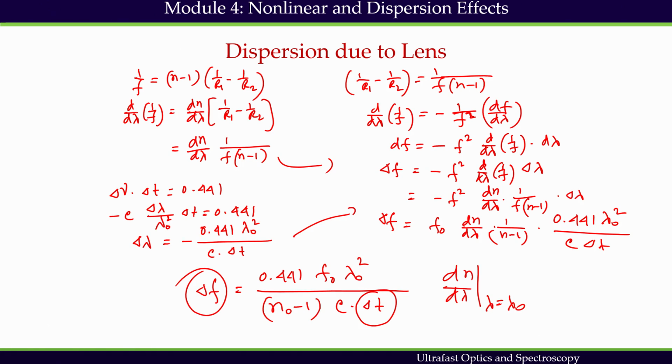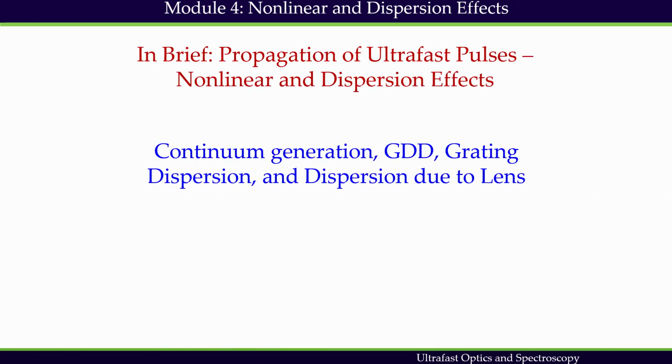So with this we have come to the end of this module. In this module we have one more time gone over a few important nonlinear effects and dispersion effects which are experienced by the ultrafast pulse when the pulse is propagating through the dielectric medium. We have discussed the lens effect and group velocity dispersion one more time, and we have also discussed the continuum generation. We'll meet again for the next module.